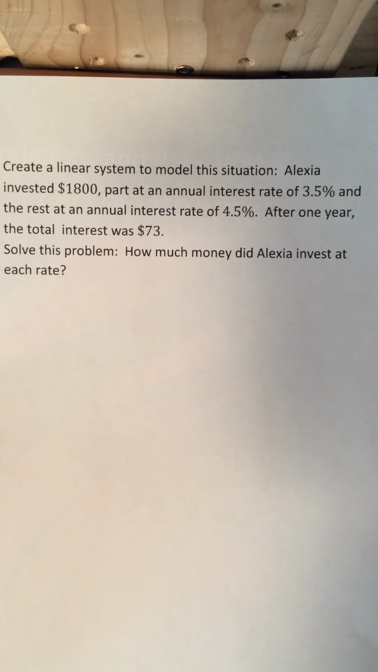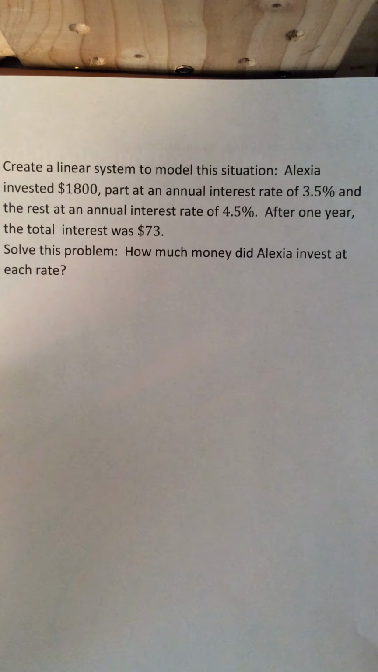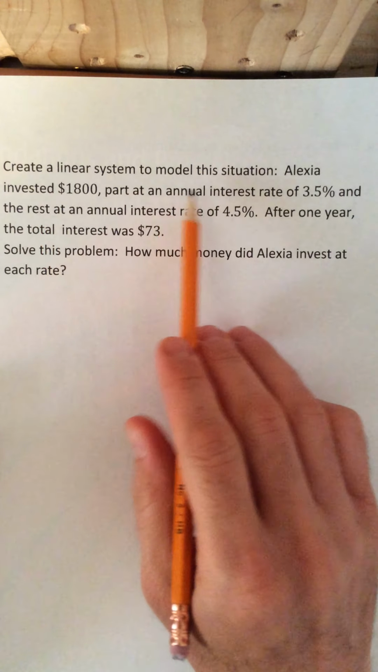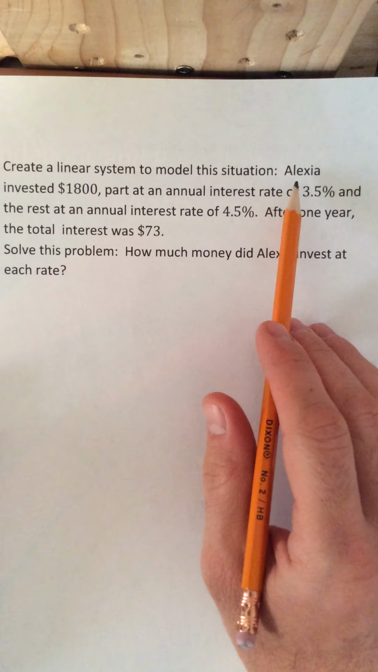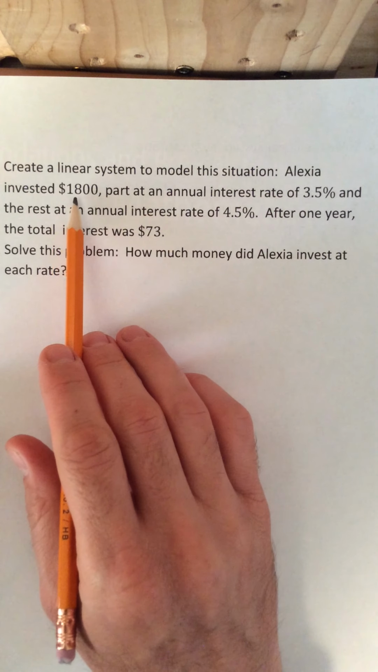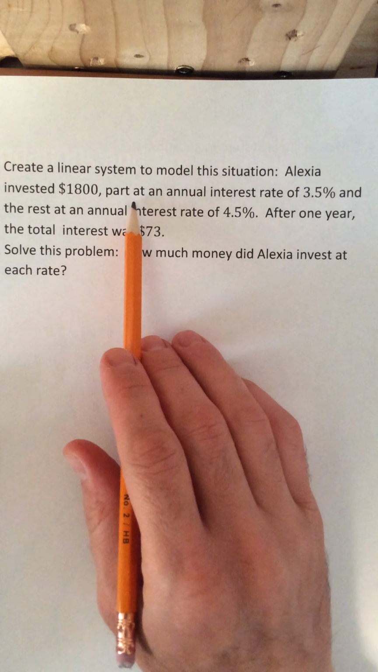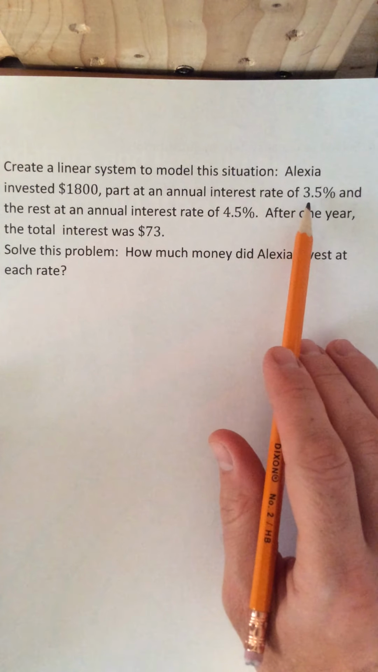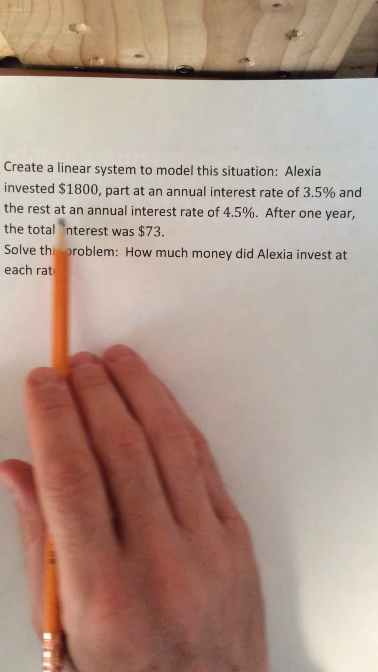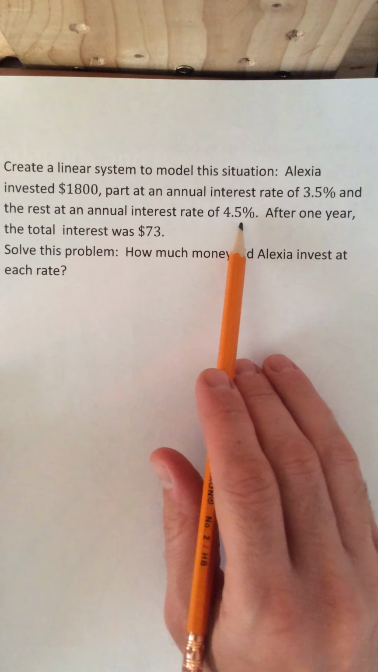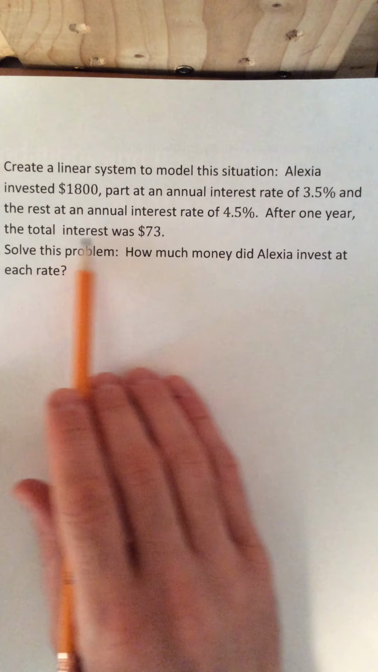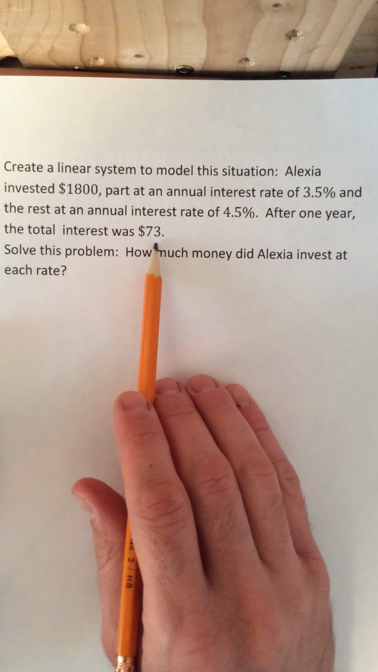Here's a word problem with linear systems that we'll solve by substitution method. So if you look, create a linear system to model this situation. Alexia invested $1,800, part at an annual interest rate of 3.5% and the rest at an annual interest rate of 4.5%. After 1 year, the total interest was $73.